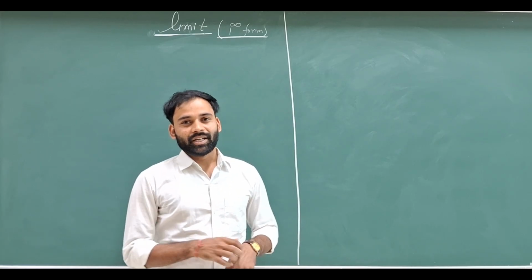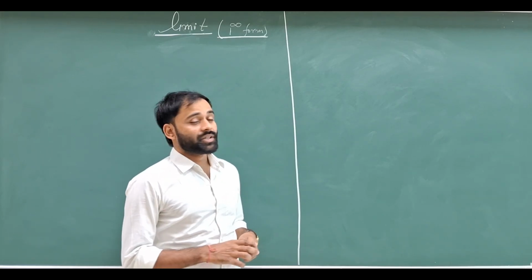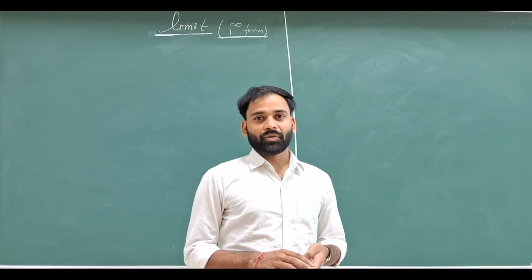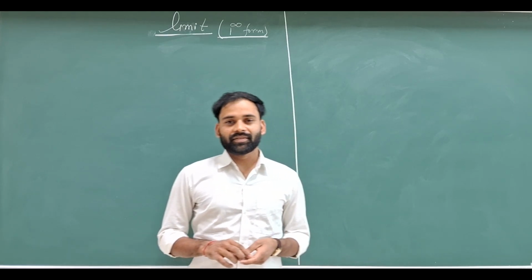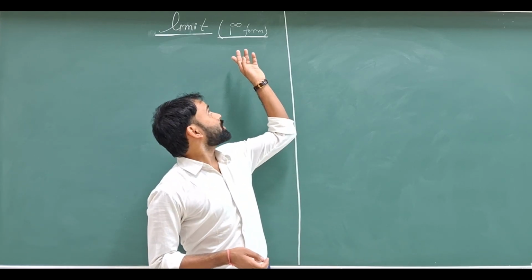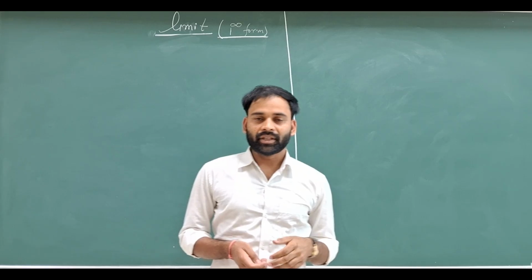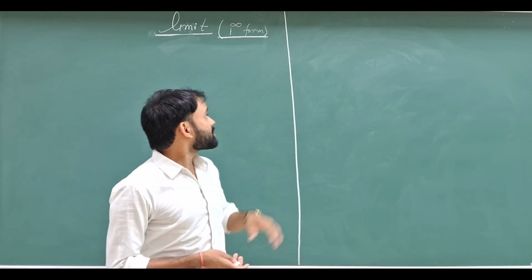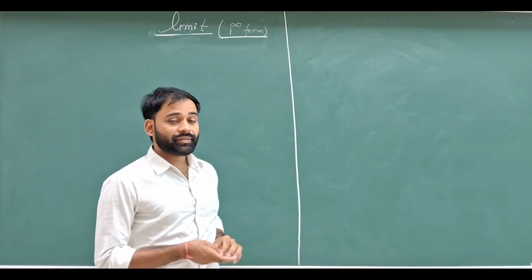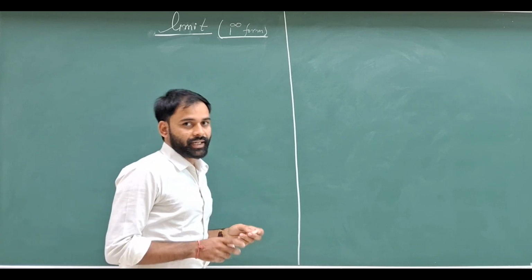So today we explain limit which is indeterminate form 1 to the power infinity. Firstly, we see what is the indeterminate form like 1 to the power infinity and how to find the limit of a function of such type of forms. And firstly we calculate the formula. Okay, let's see.